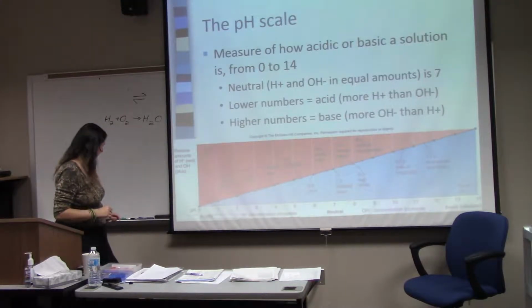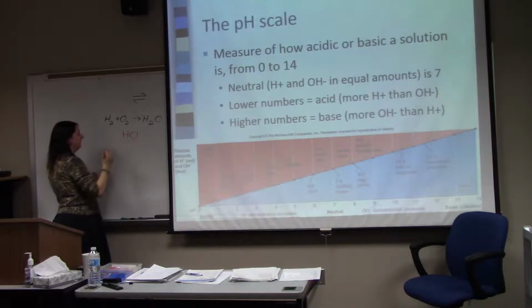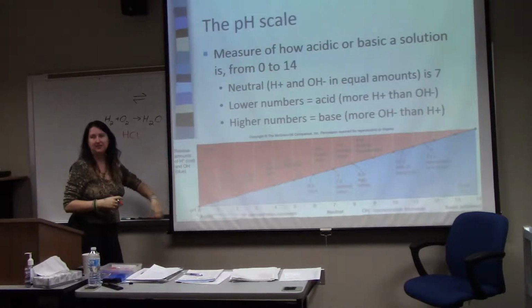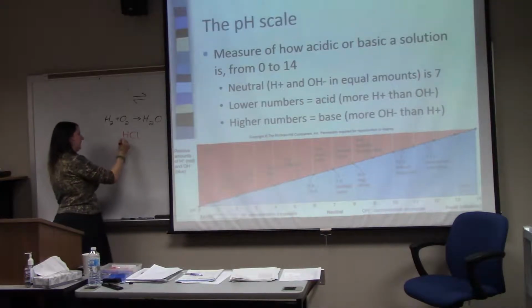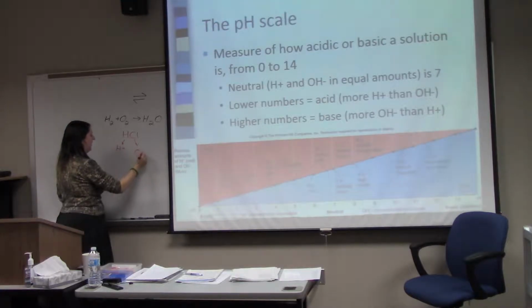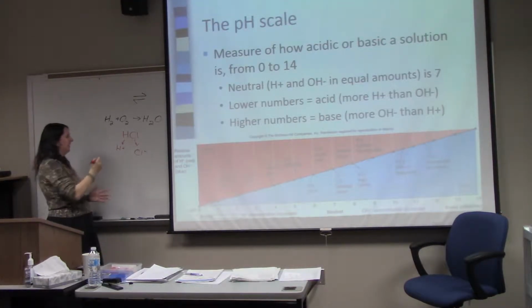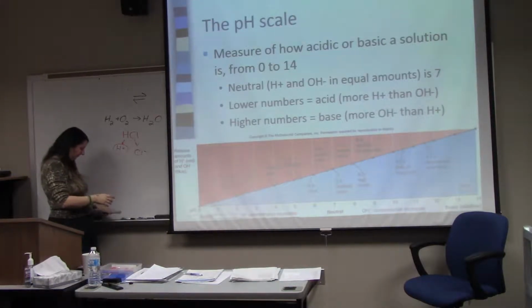The strongest acid is hydrochloric. That would have a pH of 0 if it were dissolved with nothing else. What that means is it completely breaks up into hydrogen and chloride ions. So you get as much hydrogen as possible from it.